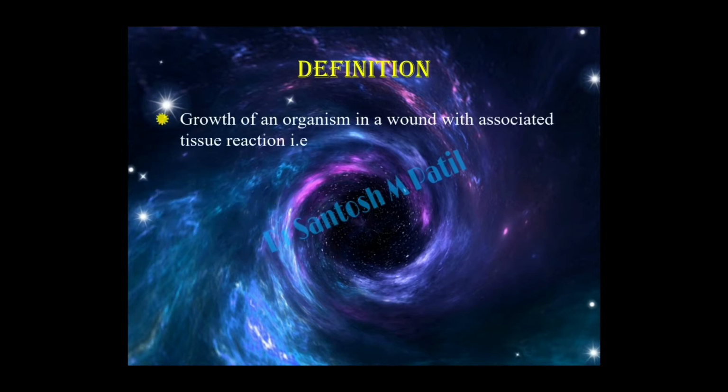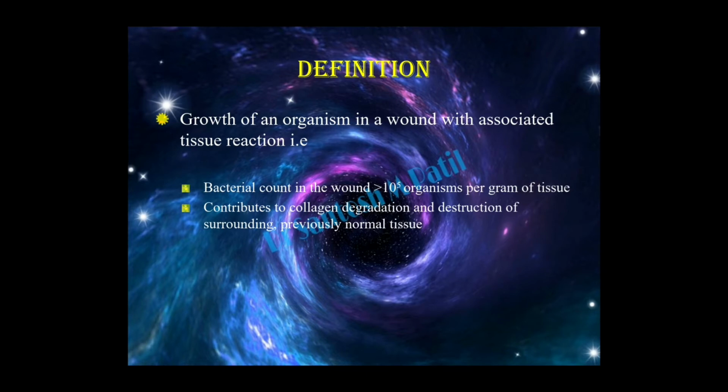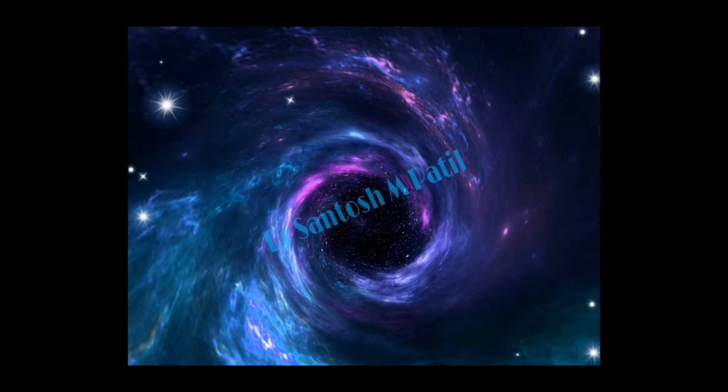By definition, it is growth of an organism in the wound. So there is an organism as well as there is a tissue reaction. That means that some tissue changes are occurring. By definition, a bacterial count in the wound of more than 10 raised to 5 organisms per gram of tissue, and there is associated tissue reaction. The tissue reaction usually is in the form of collagen degradation and destruction of surrounding, previously normal tissue. Means the wound is in the process of healing, and slowly bacterial translocation or infection sets in, and the tissue which is in a healing process usually gets degraded.